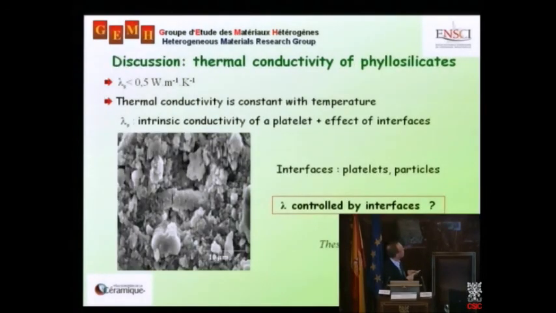Since we have this very large number of interfaces, this low value, and we will also note that thermal conductivity is approximately constant with temperature, might be explained by the presence of all the interfaces and the fact that the thermal conductivity of a platelet is not too high. But basically it's the interfaces that control the affair. So this was our first hypothesis.